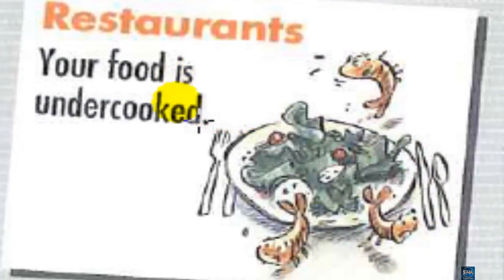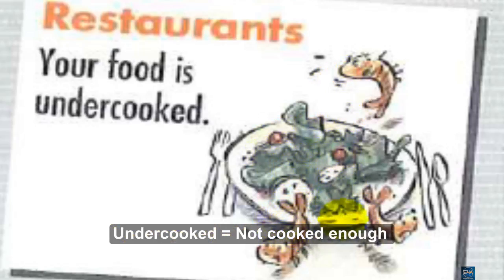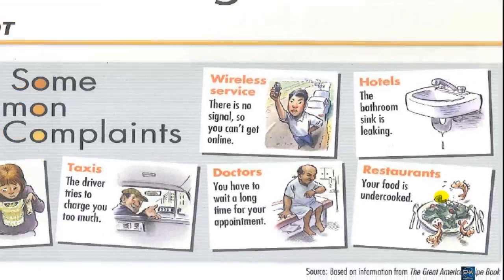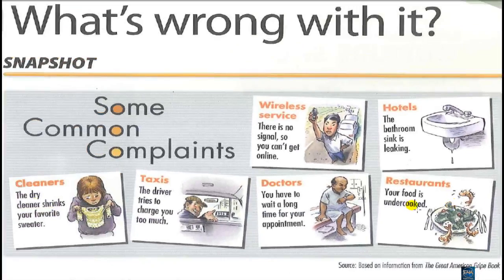This is the last complaint. In restaurants, look at the picture here. What do you see? Fish, and they're still alive. Your food is undercooked. It's not cooked well. So these are some complaints that bother people.